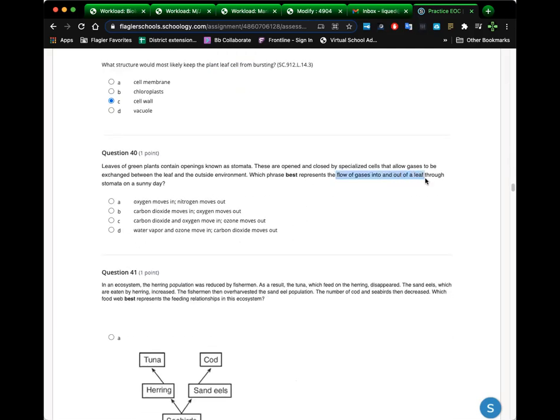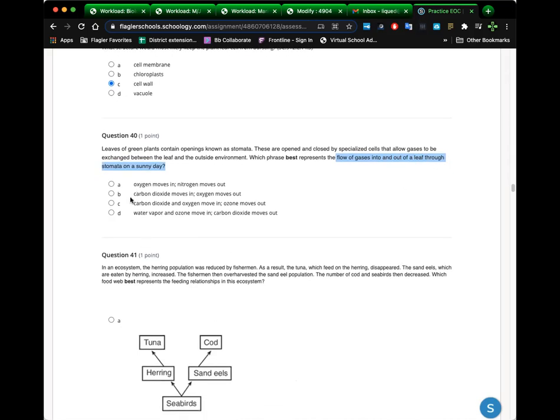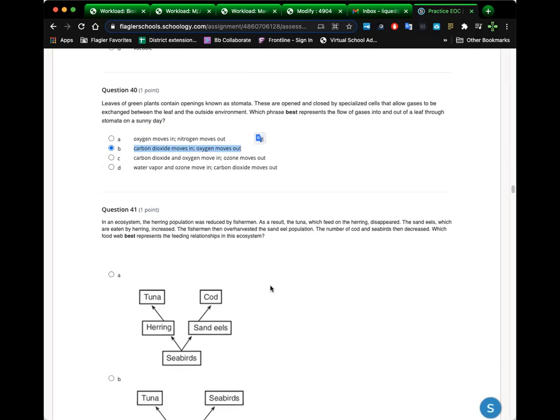Flow of gases into a plant. Okay, plants take in CO2, they give off oxygen. So carbon dioxide moves in, oxygen moves out.